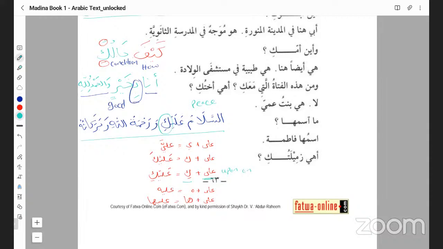So we usually say kum, and kum is the plural of which dhamir, which pronoun, ka. So assalamu alaykum means peace be upon you, plural. Assalamu alayka, peace be upon you, male. Assalamu alayki, peace be upon you, female. Assalamu alayhi, peace be upon him. Assalamu alayha, peace be upon her. So you can just change the dhamir.